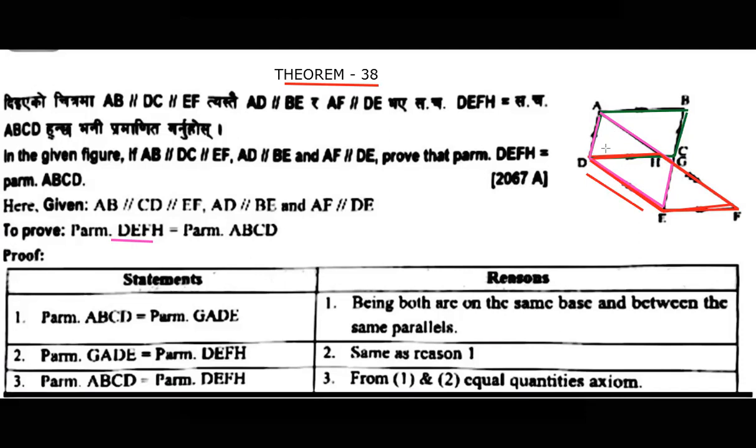So they are standing on the same base. Okay, and they are between the same parallels. That is, these two parallelograms are also equal to each other. This parallelogram and this parallelogram are equal to each other. Right? So this parallelogram and this parallelogram are equal to each other.